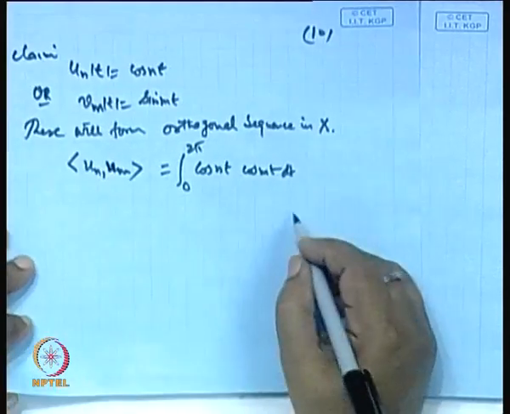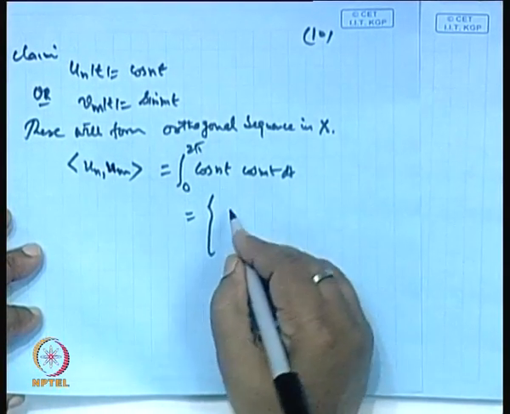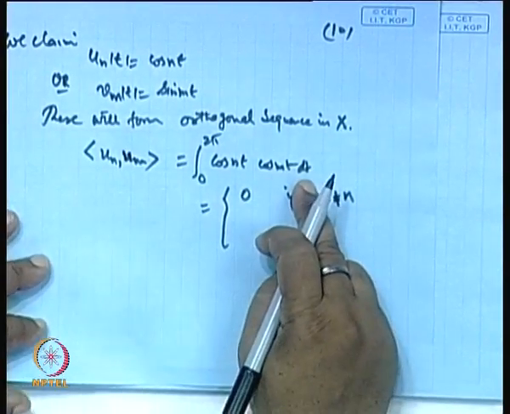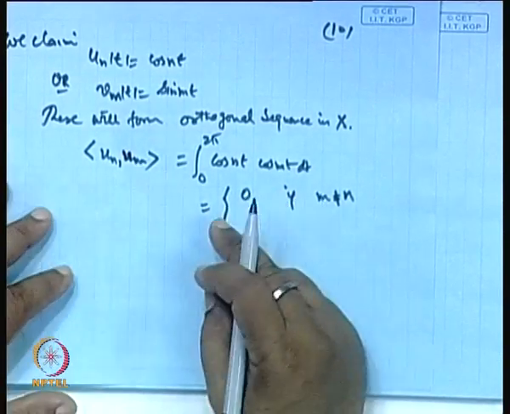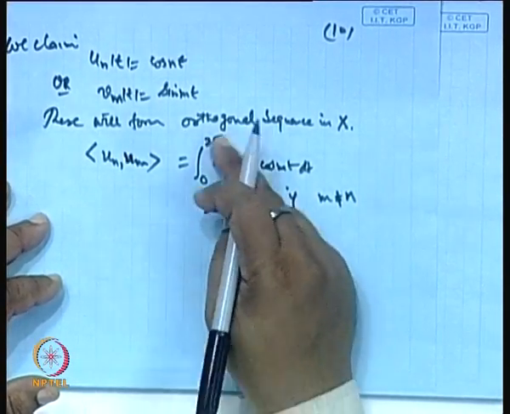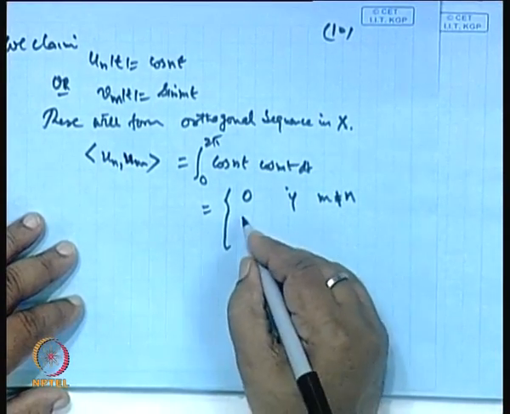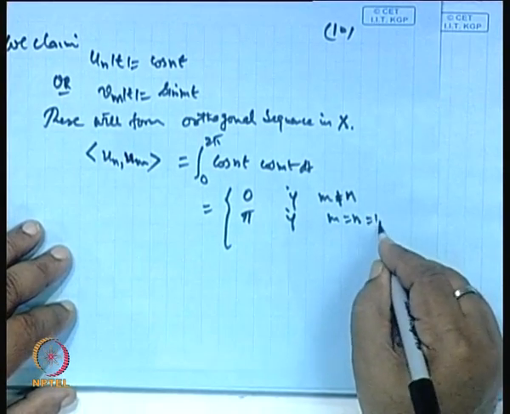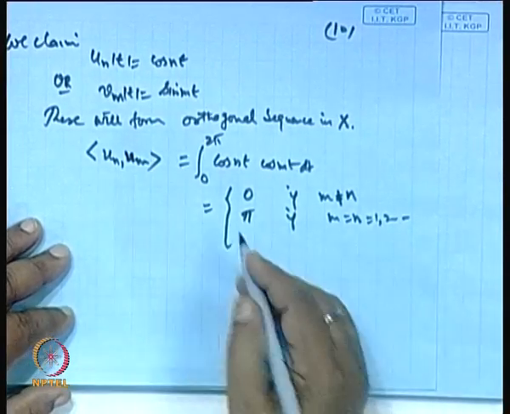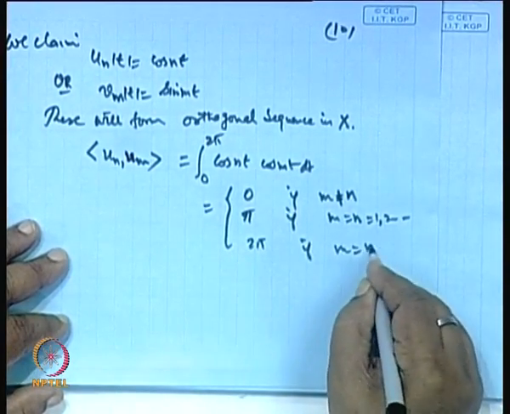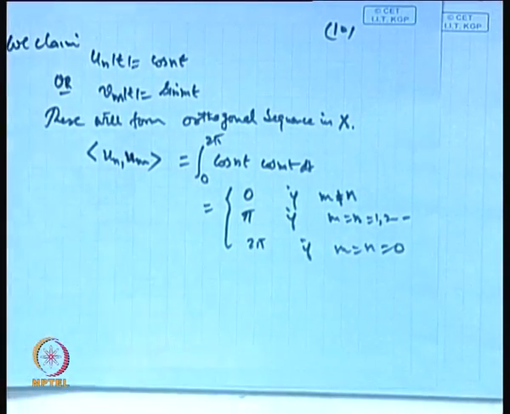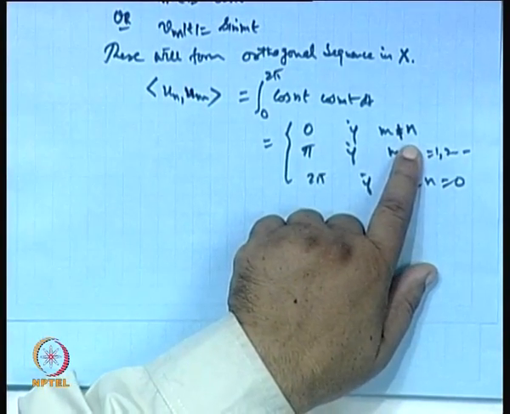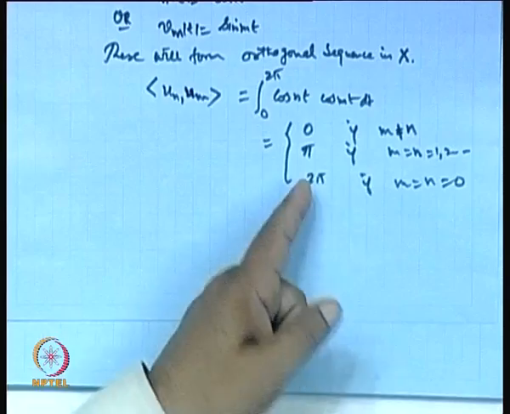the integral from 0 to 2 pi of cos(nt) cos(mt) dt, and we know the value of this will be equal to 0 if m is not equal to n, because when m is not equal to n, then twice cos A cos B formula will give sin, and when we integrate it we get the value 0. It is equal to pi if m is equal to n equal to 1, 2, 3, and equal to 2 pi if m is equal to n equal to 0. When both are 0, it is 2 pi. So, basically the inner product of u_n and u_m will be 0 when m is not equal to n, clear, and when m is equal to n, you are getting something else.